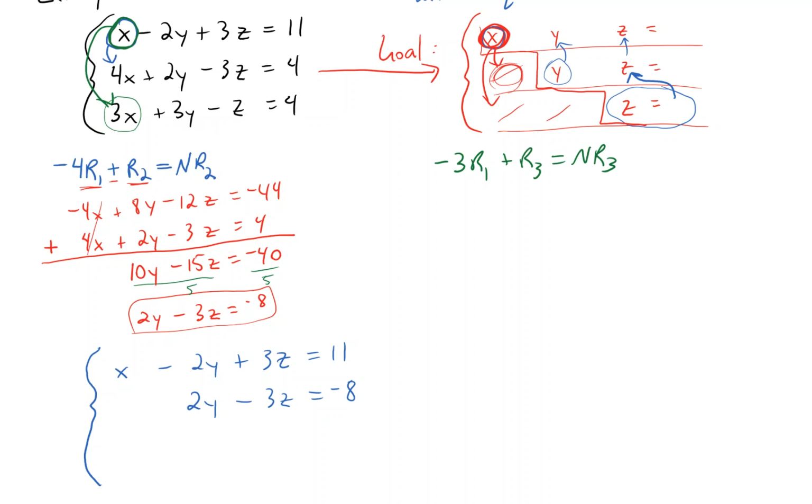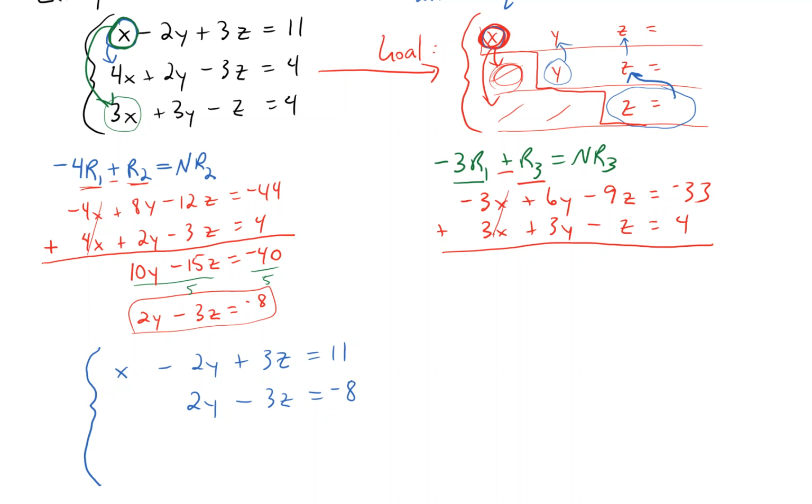Okay, so what that looks like, I'm going to look at negative 3 row 1. That's going to be negative 3x. I'm multiplying row 1 both sides by negative 3. So negative 3x plus 6y minus 9z equals negative 33. And then I need to add to that row 3, so I'm just going to copy row 3, 3x plus 3y minus z equals 4. And then I need to add those together.